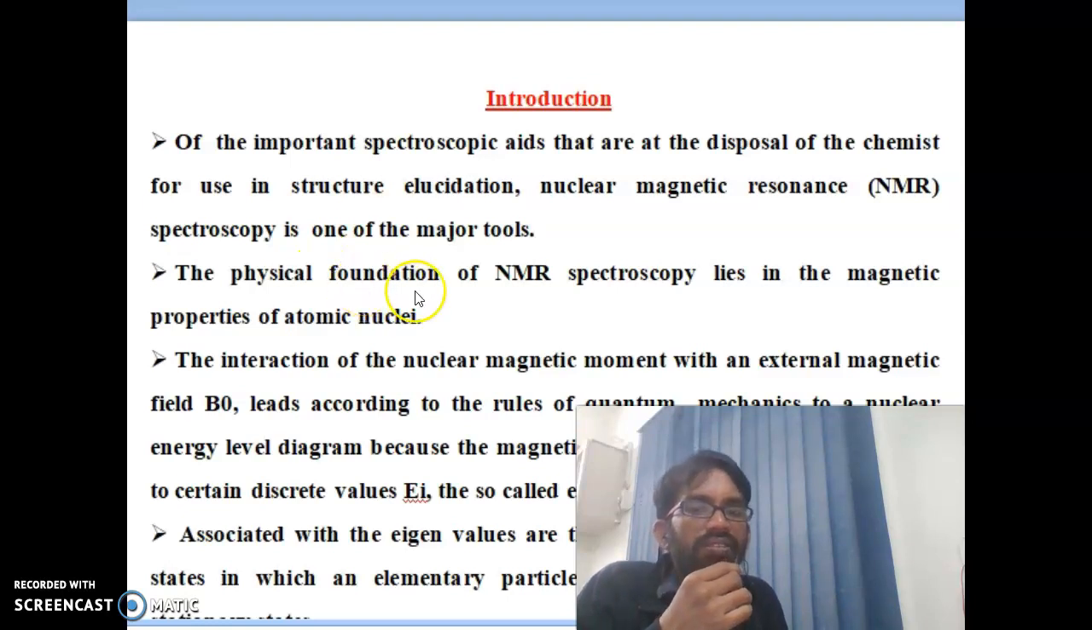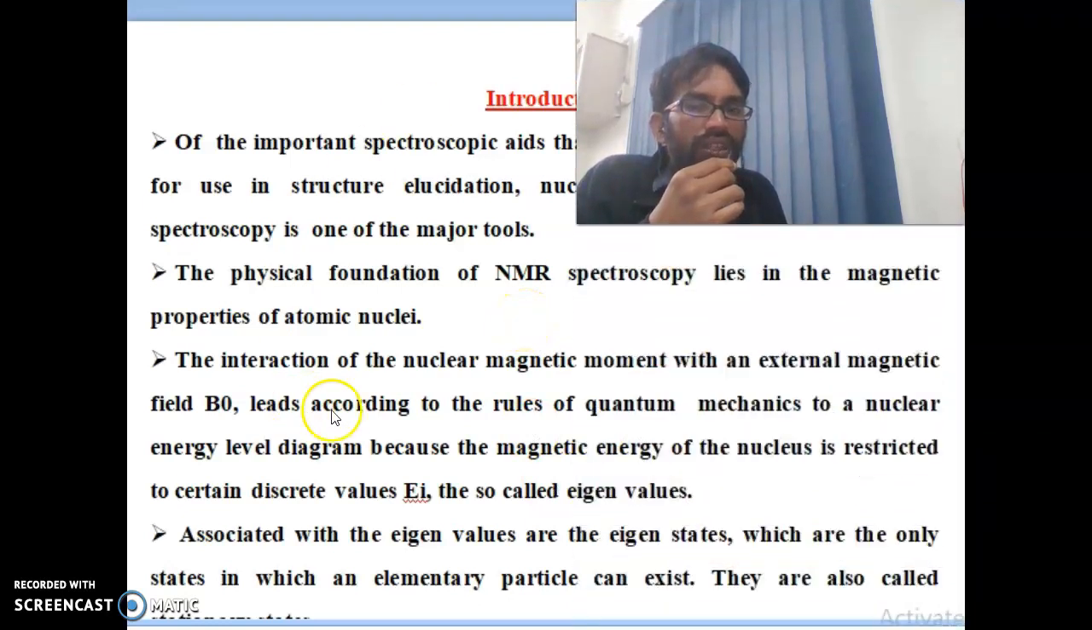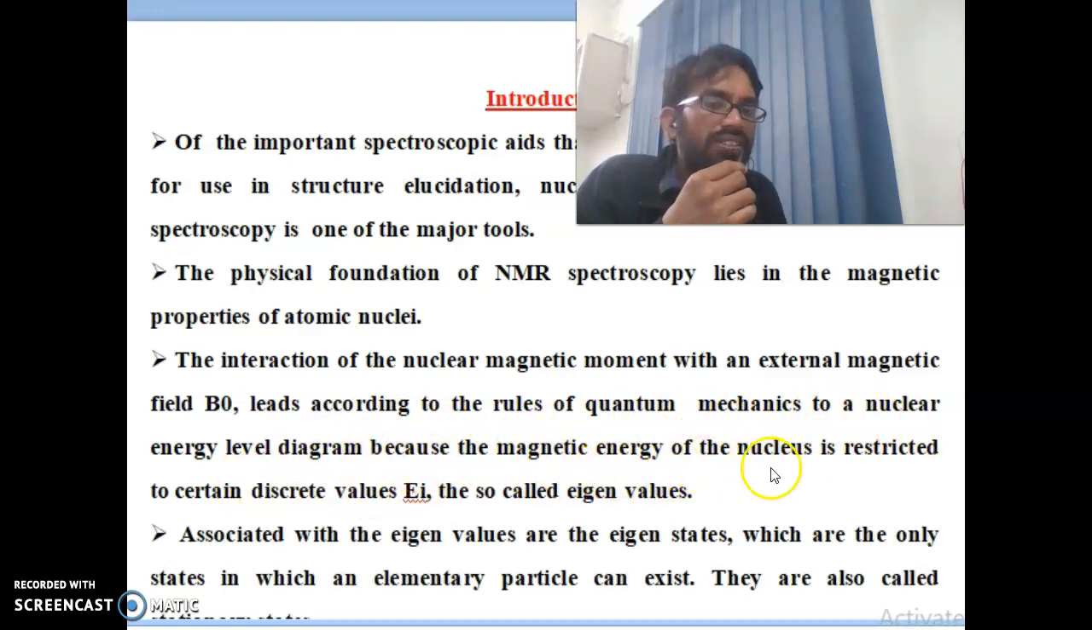Next, the physical foundation of NMR spectroscopy lies in the magnetic properties of atomic nuclei. The interaction of the nuclear magnetic moment with an external magnetic field B0 leads, according to the rules of quantum mechanics, to a nuclear energy level diagram, because the magnetic energy of the nucleus is restricted to certain discrete values called eigenvalues.